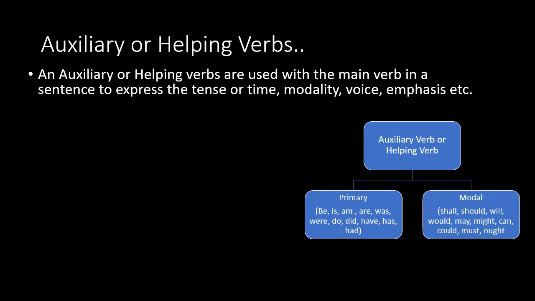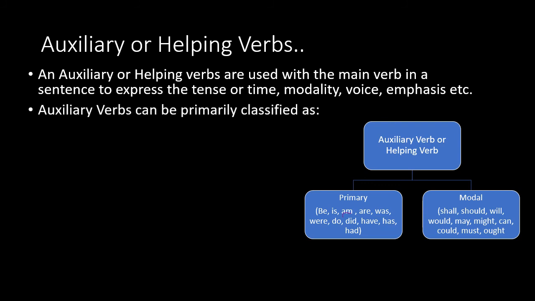I had given you the example, I am watching the show. So am, can you see here? Am is the primary verb, right? Watching the show. So watching was the main verb in that sentence, right? Auxiliary verbs can be primarily classified as primary and modals. Primary verb or modal verb.